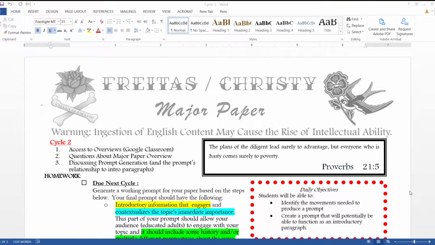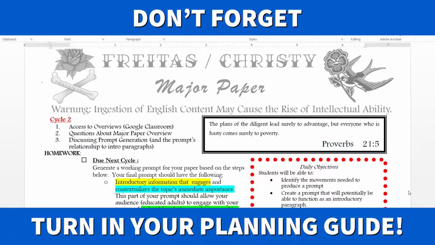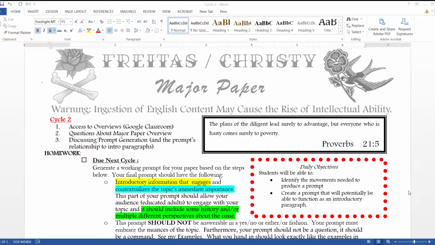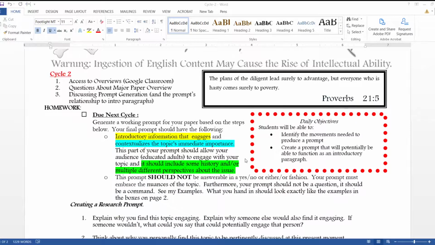So a strong prompt is really going to be able to lead into a strong intro paragraph if you actually follow what's going on. So just make sure that you turn in your planning guide by the second cycle. And there have been emails that have been sent out about that for when that is indeed due. So please make sure that you're not forgetting that. But for today's assignment, we're going to go over the overview here, and the homework is indeed right here. Make sure that you do follow the directions there to a T.